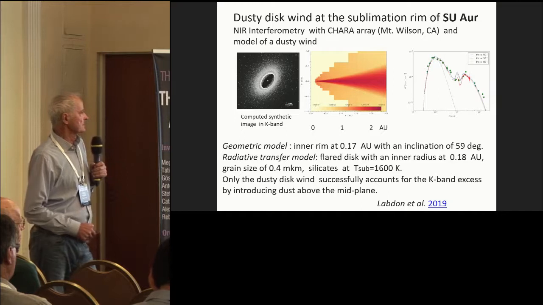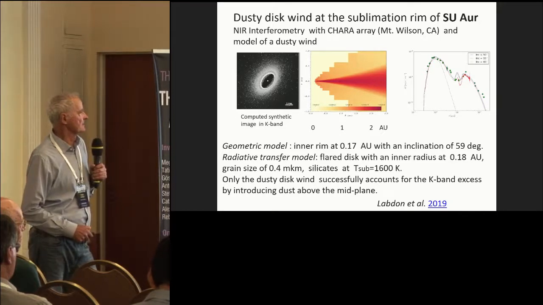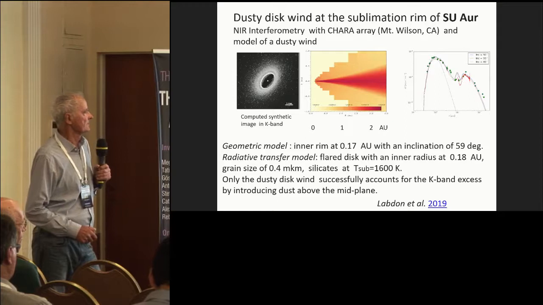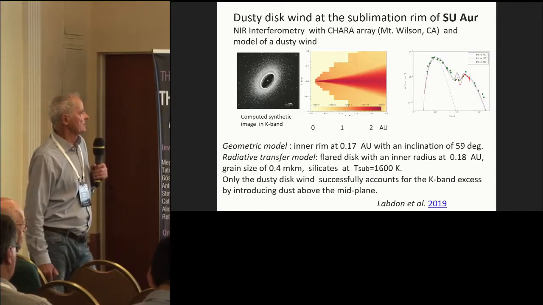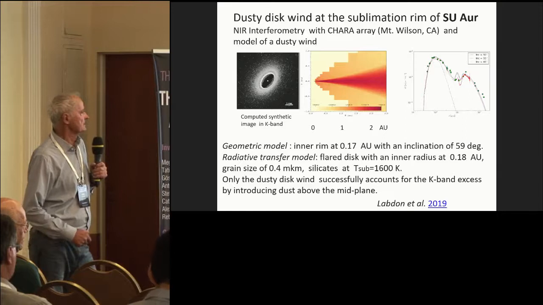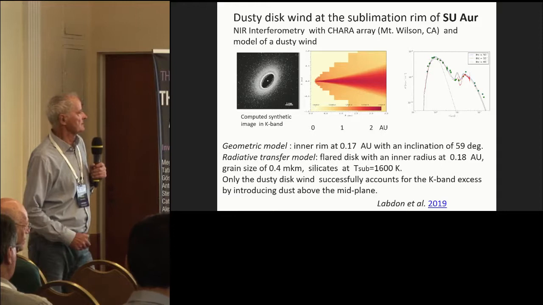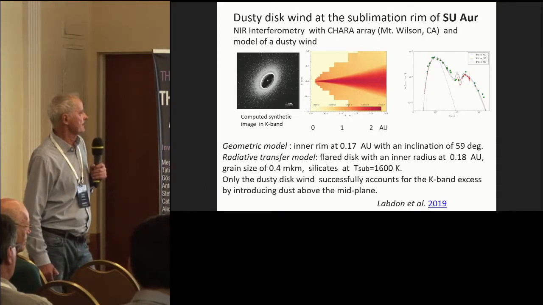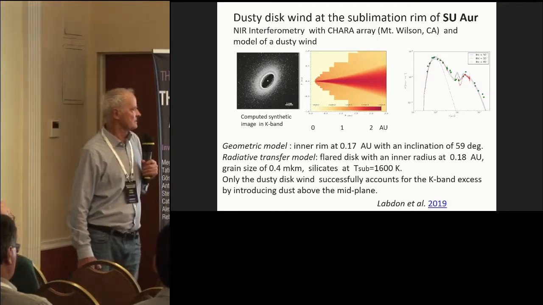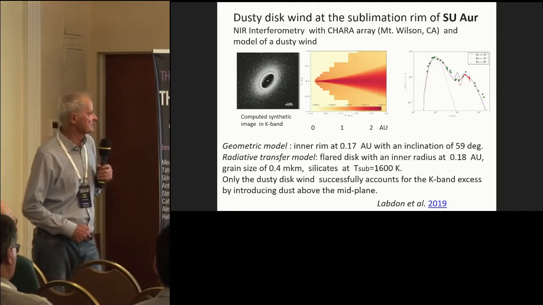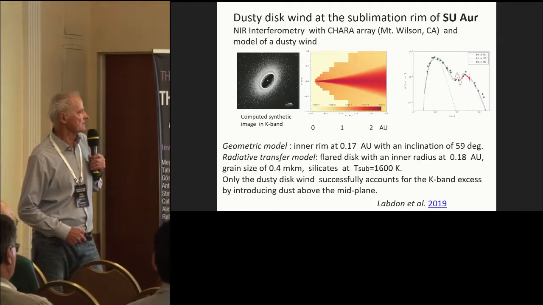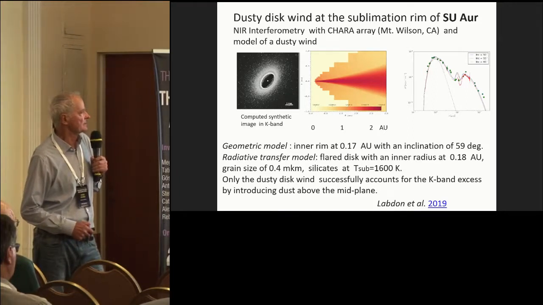And the radiative transfer model showed that there is a flared disk with an inner radius of 0.18 astronomical units. The grain size is 0.5 micron. It is silicates with this temperature. And the dusty disk wind is a necessary component of the model. Only the dusty disk wind may successfully account for the K-band excess. It's here. Without the dusty wind, we would not observe this excess.